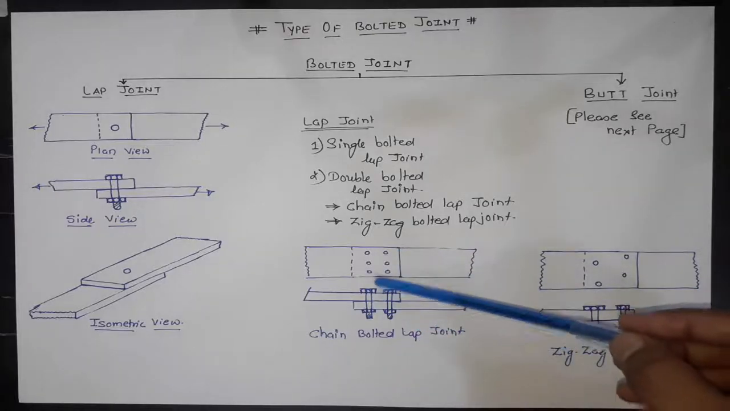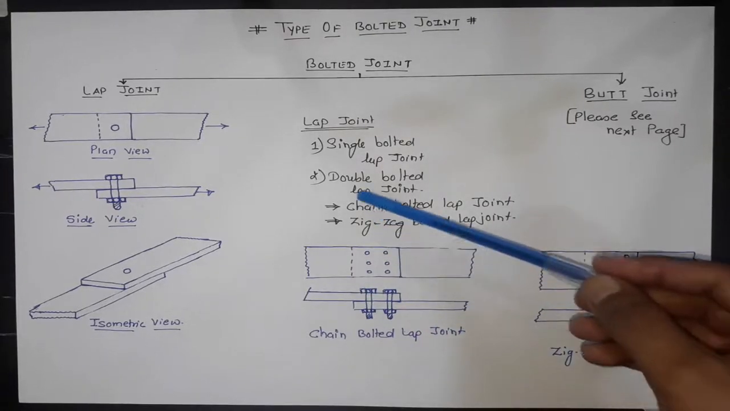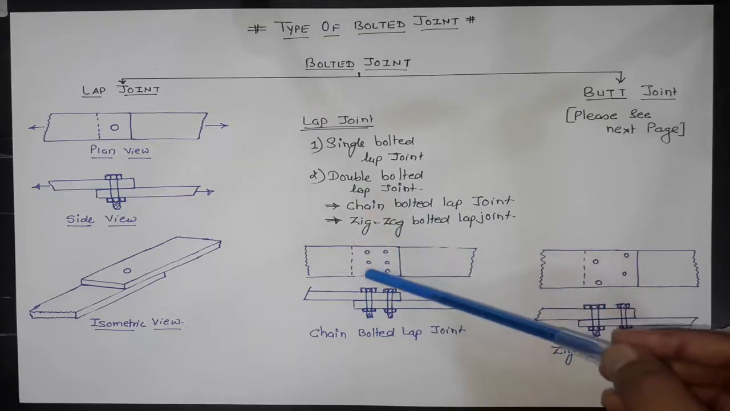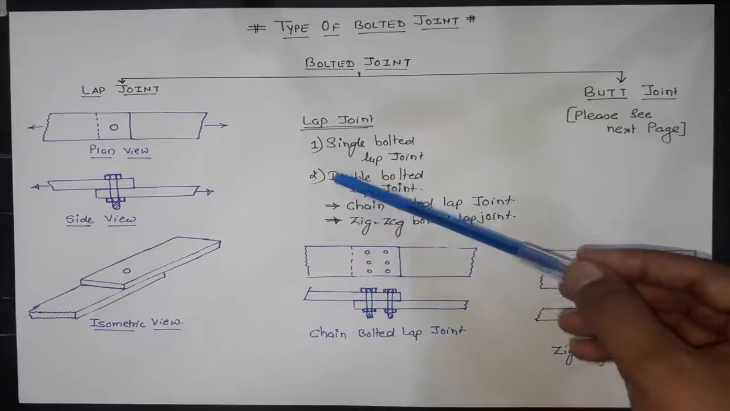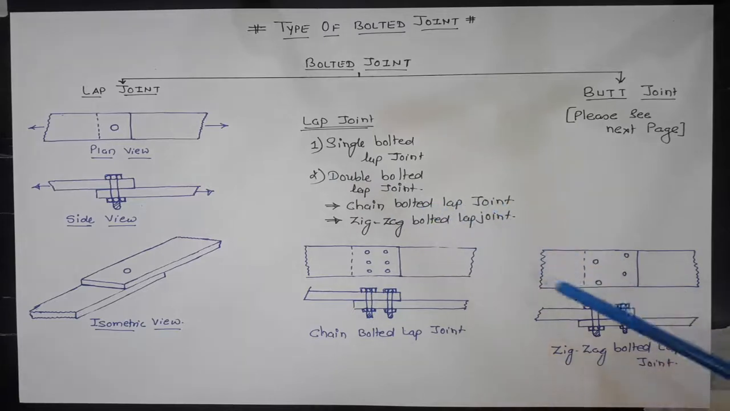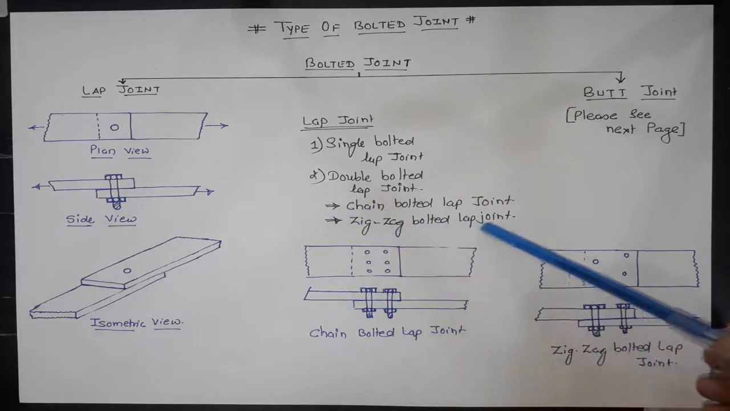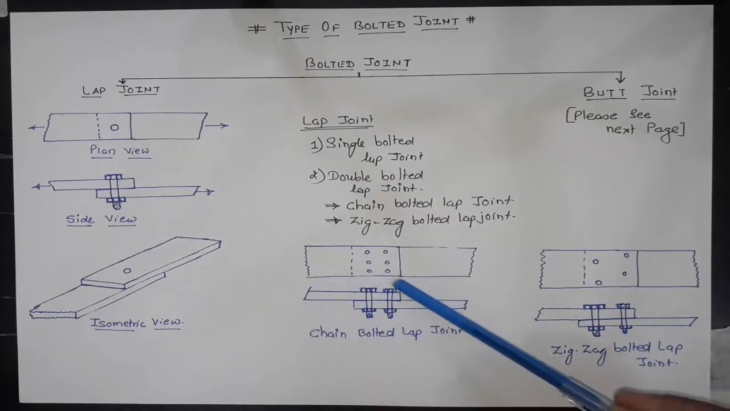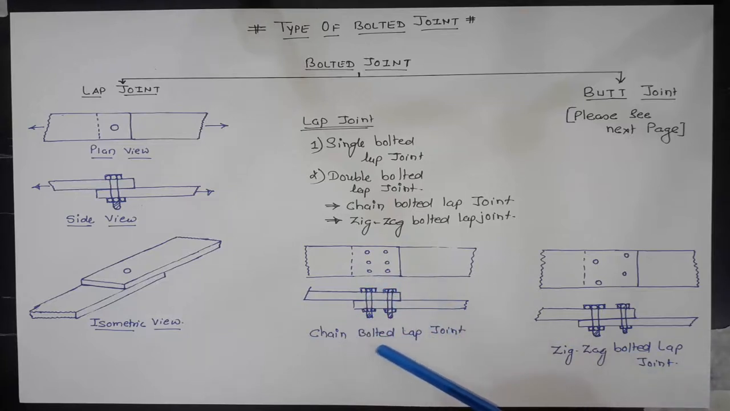If we provide two rows of bolts, it is known as a double bolted lap joint. If we provide two rows of bolts in this manner, it is known as a double chain bolted lap joint. If we provide these two rows in a zigzag pattern, it's known as a double zigzag bolted lap joint. This is a side view of a zigzag bolted lap joint, and this is a side view of a double chain bolted lap joint.